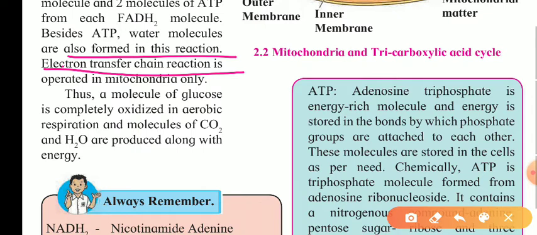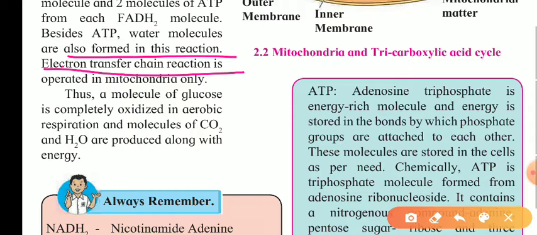The electron transfer chain reaction is operated in the mitochondria only. So 2 processes, that is the tricarboxylic acid cycle and the electron transfer chain reaction, those 2 take place inside the mitochondria.